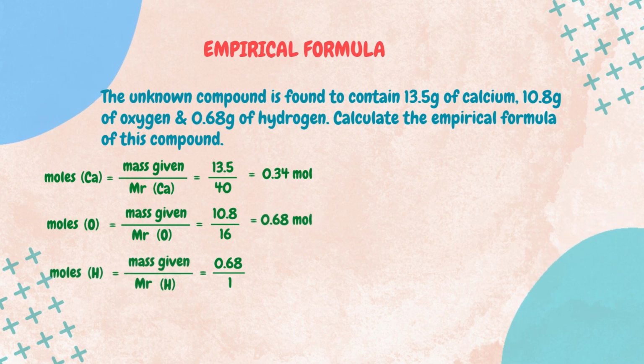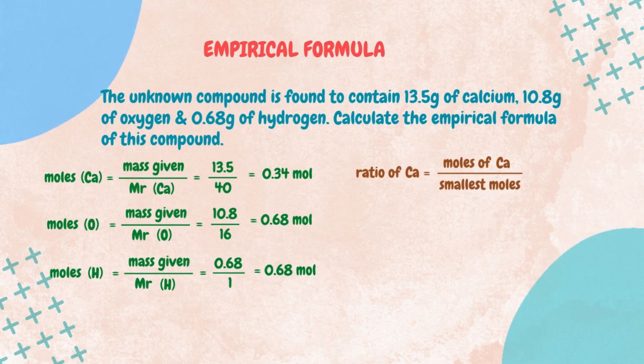The number of moles of hydrogen is equal to the mass given over the molar mass of hydrogen. The mass given is 0.68 grams. The molar mass of hydrogen is 1. 0.68 over 1 gives 0.68 moles. The smallest mole number is 0.34, the mole of calcium. So we divide moles by 0.34.